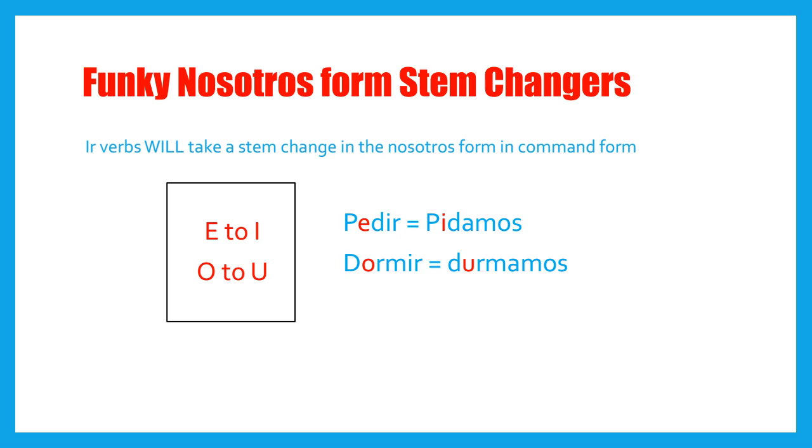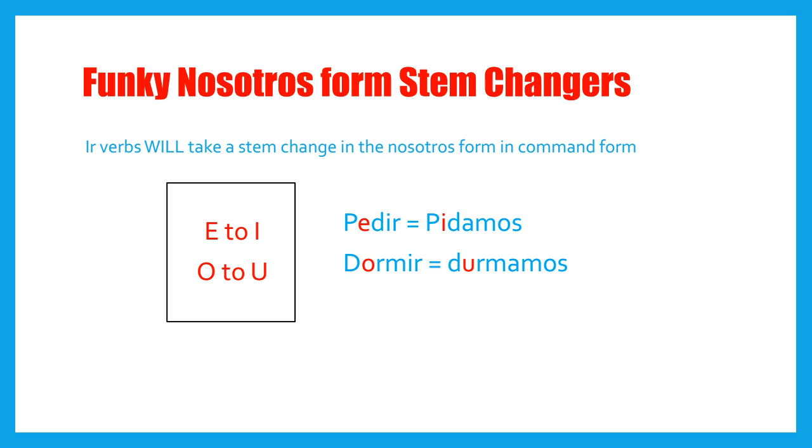Amos. Dormir. We changed the O to a U. And then we take off the IR and we add the opposite ending. So dormamos. Again, sorry. I know that this throws a whole wrench into your whole entire thinking that the nosotros form will never take a stem change.